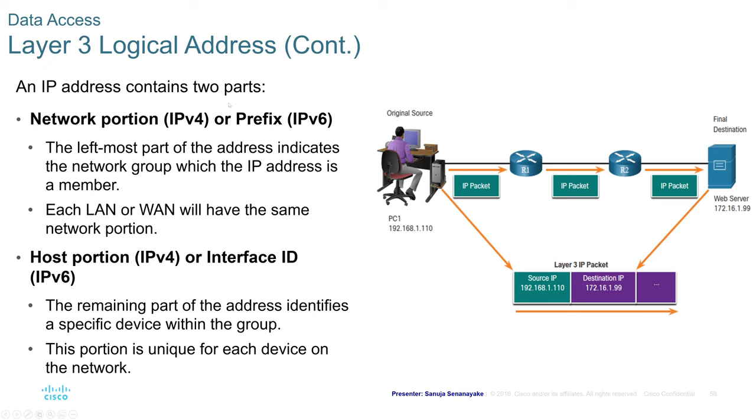So an IP address contains two parts. The network portion, which is the network prefix in IPv4 or the prefix in IPv6. The leftmost part of the address indicates the network group which the IP address is a member of, such as IPv4 or IPv6. Each LAN or WAN will have the same network portion. And then we have the host portion, in IPv4, or interface ID for IPv6, which is the remaining part of the IP address that identifies a specific device within a group. This portion is unique for each device on the network, just like a unique address on a street where you can find the house by using that address, you can find the device using the IP address. And on the right-hand side, we are using the same diagram, showing similar information.